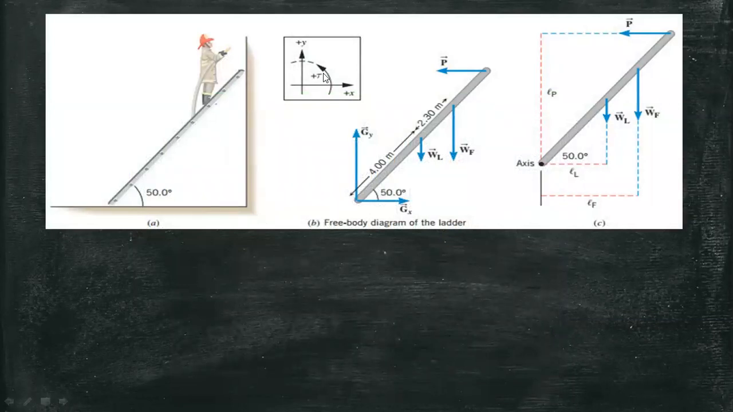So we have now here our illustration, our free-body diagram, and our positive direction. We are looking for the force that the wall exerts, this P, we are looking for P, and the ground exerts, Gy and Gx. So these are unknown values that we are looking for. So how are we going to solve for this one?